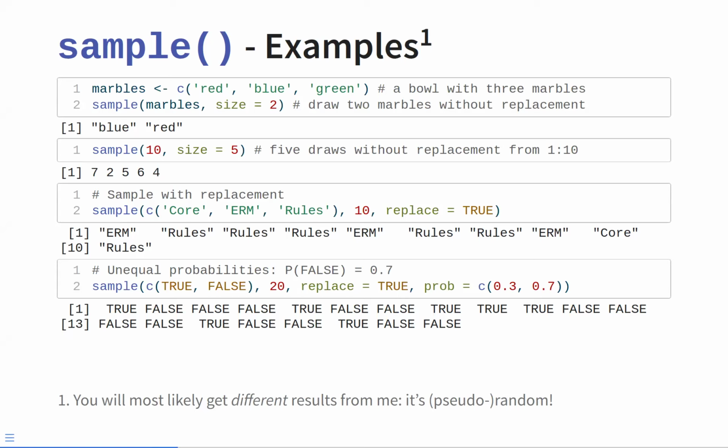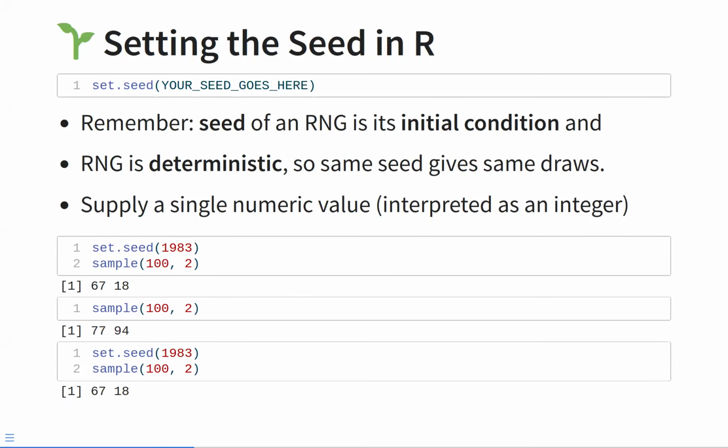Now, if you run this code, you are probably going to get different results from me because it's random, or at least it's pseudo-random. If you want to make sure you get exactly the same draws as me, however, you can do that. What you need to do is set the seed. Remember a few slides back when we rolled our own uniform random number generator, we needed to supply this initial condition x0 called the seed. RNG is deterministic. The same seed gives the same draws.